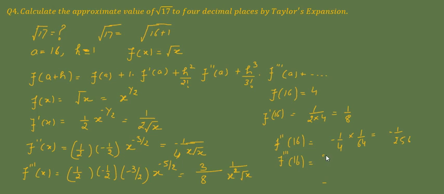Now compute the value of third derivative at 16. So this will be 3 by 8 into 1 by x square, that is 16 square, 256, and 1 by root x, that is 16 square root, that is 4. Just leave this expression as it is, we will use it further. 256 into 4. Now we will put all these values in our equation. Call this equation star.